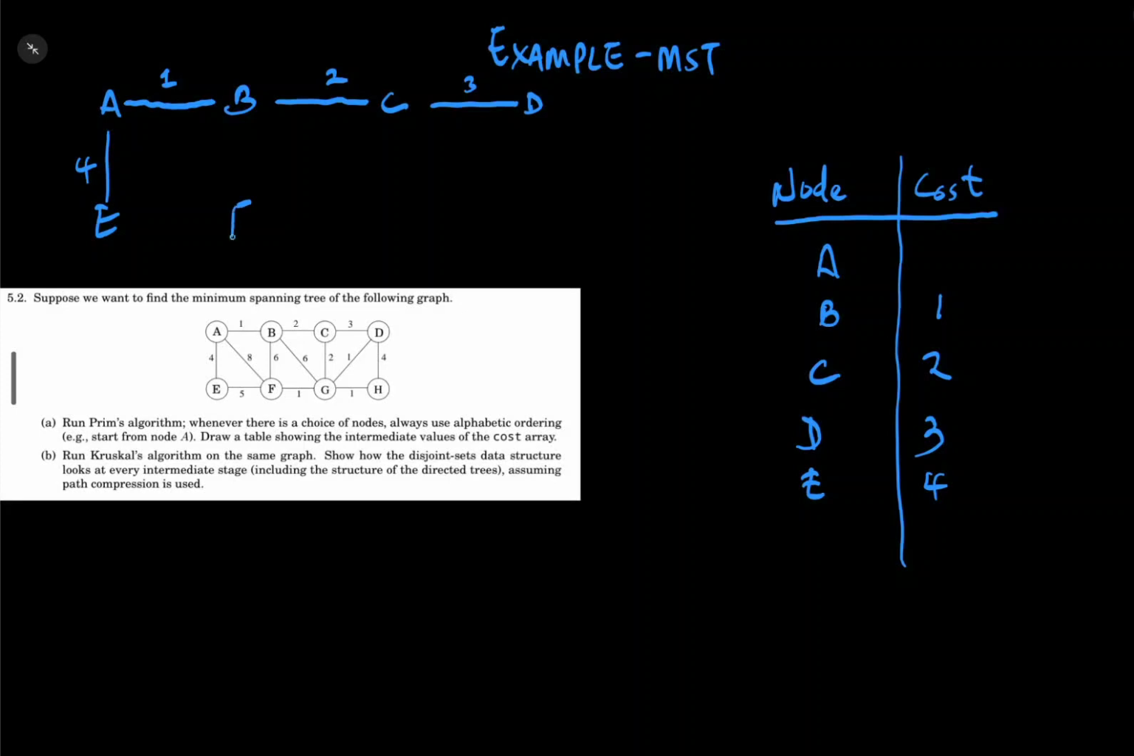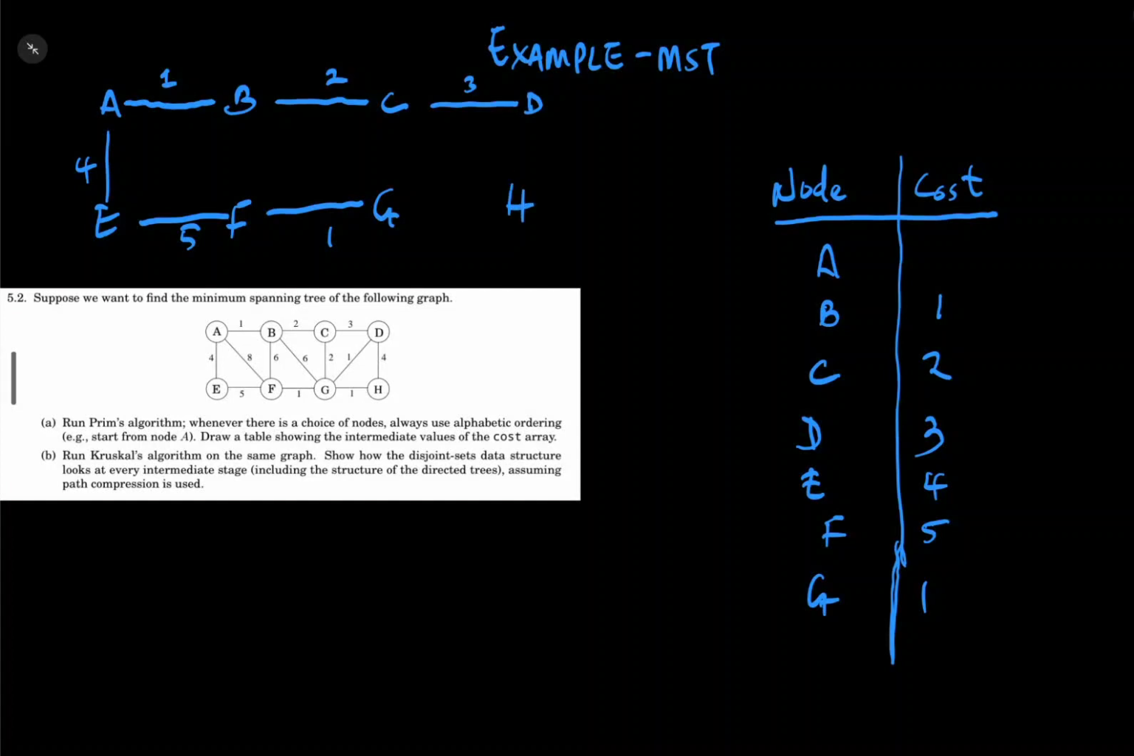We move on to F. Since we are going in alphabetical order, what happens? We have 5, 8, 6. So we go with 5. This is F, 5. Then we move on to vertex G. G goes 1, 6, 2. So we choose 1, G, 1.